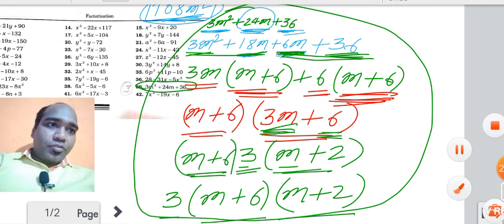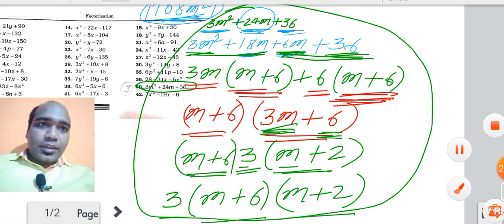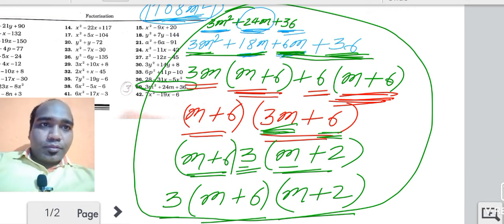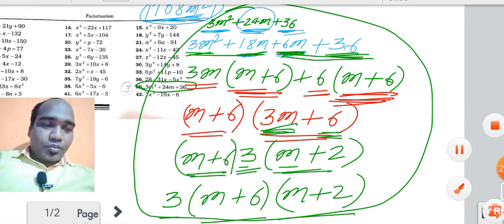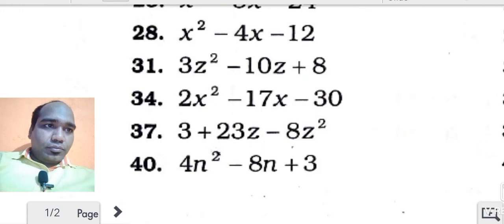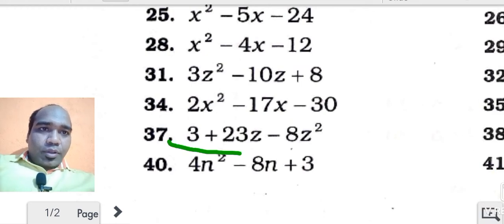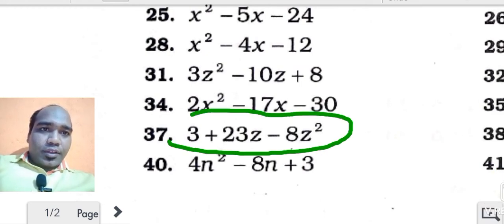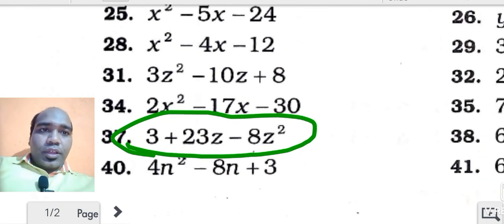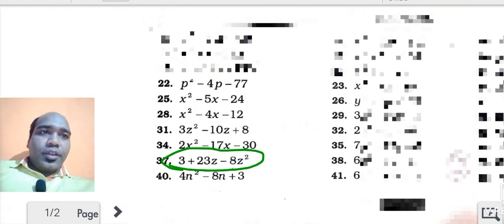Okay, one last question I am solving for you, then everything will be clear to you, and we'll end this class. Okay, so one more question we'll see. Now see this question number 37: 3 plus 23z minus 8z square. Okay, so we'll do this question.